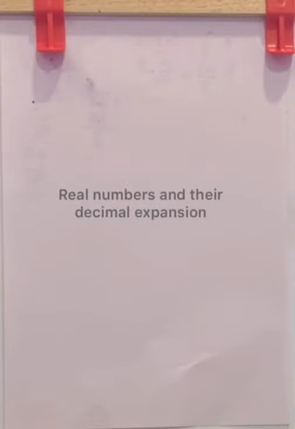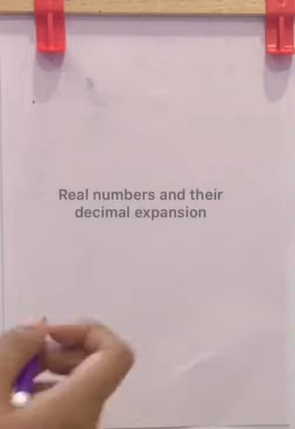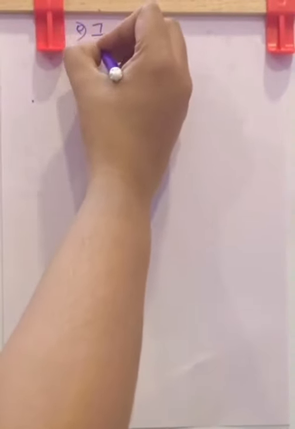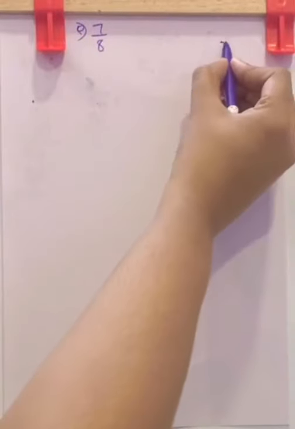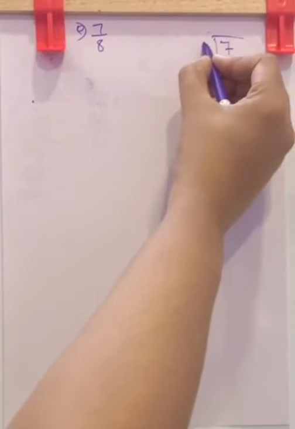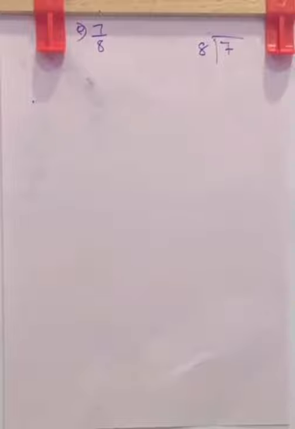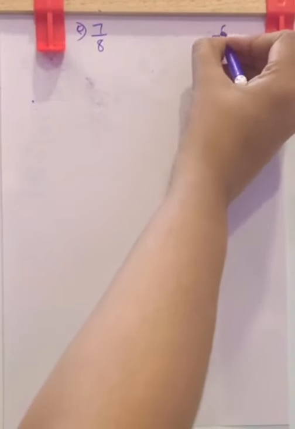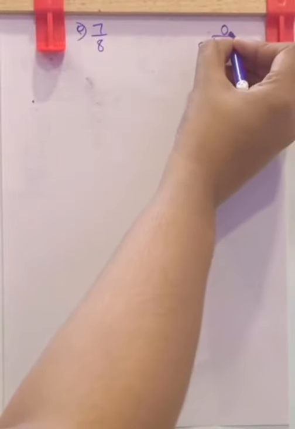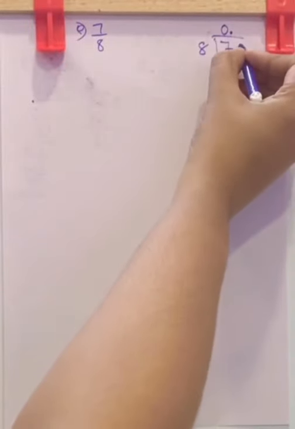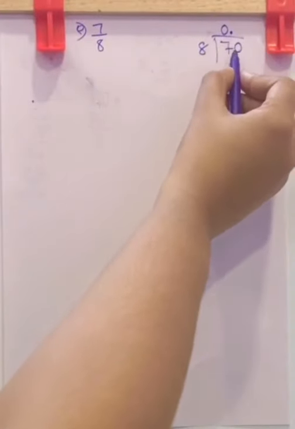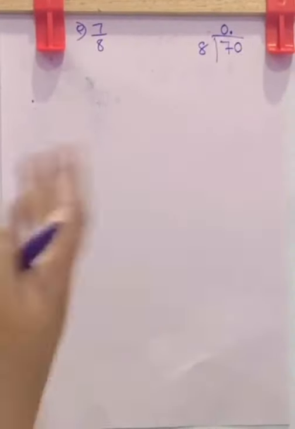Next, let us check real numbers and their decimal expansion through some examples. First we will divide 7 by 8. Here 7 is the dividend and 8 is the divisor. 7 can't be divided by 8, so we put 0 here. Now put a decimal point, then put a 0 here also. After putting a point here, you can put zeros in the new dividends.